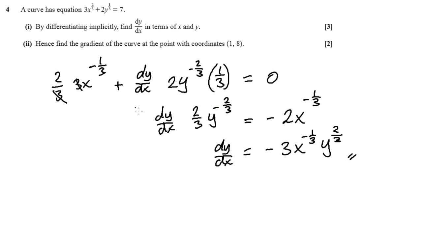Hence find the gradient of the curve at the point with coordinates 1, 8. Basically you just sub in. If x is 1, then this whole term is just 1, so you get minus 3. If y is 8, then 8 to the 2/3 is just 4, so you get minus 12 as your gradient.